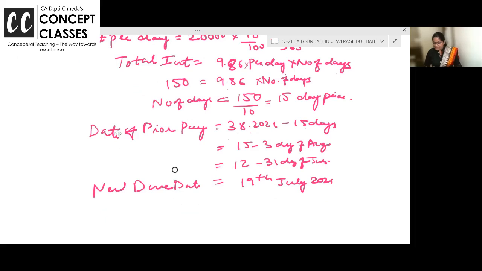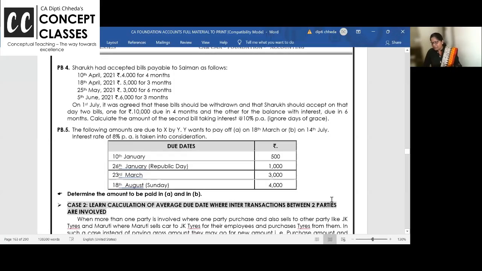ठीक है? That's all for the third problem. क्या नया सीखा आपने? Rebate. Now fourth problem, it is interest. If you pay late than due date, you have to pay the bill along with interest. So it's a very nice problem. I had asked you to calculate the average due date. If you have done, put the answers in the chat.